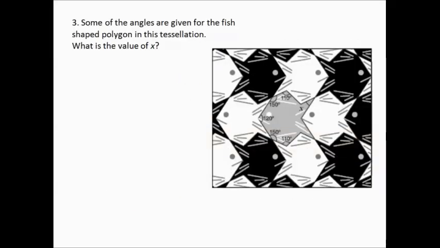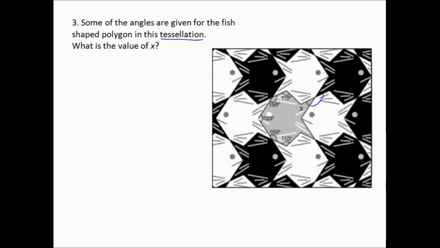Let's look at an example like what you might see when you know what a tessellation is. Some of the angles are given for the fish-shaped polygon in this tessellation. What is the value of x? Well, the fact that it's a tessellation is very important because a tessellation is made from the same shape being repeated over and over in order to make that tiling shape. So if I see where the x is at this angle, it would be helpful to know how much the angle adjacent to it is.